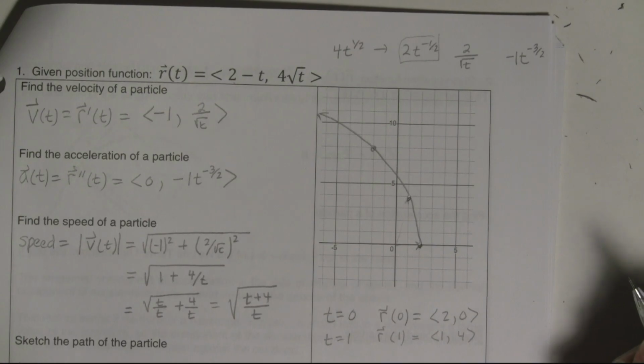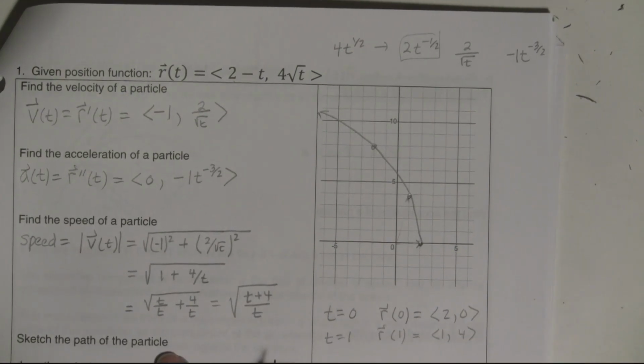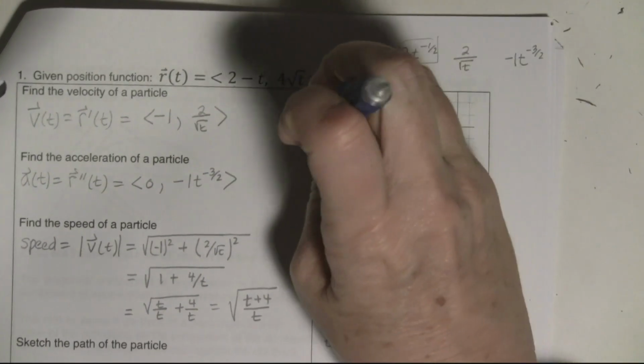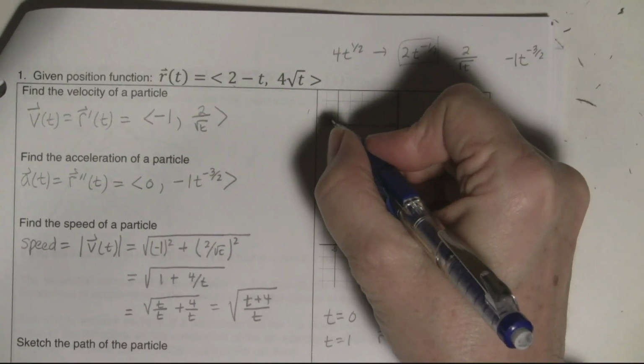Now what they want me to do, so I did that, sketch the particle's path. Should I put arrows on it to show that it's going in? I guess I put an arrow here at the end.